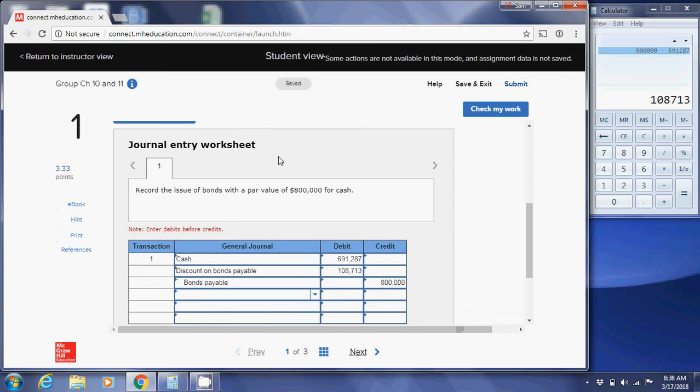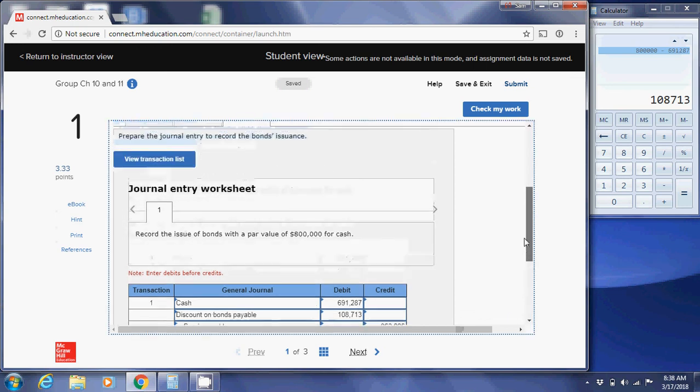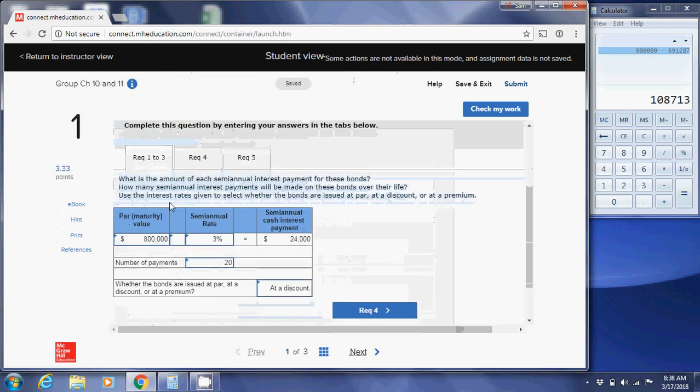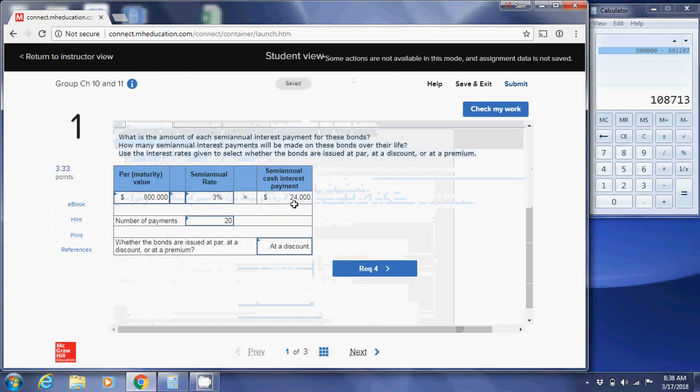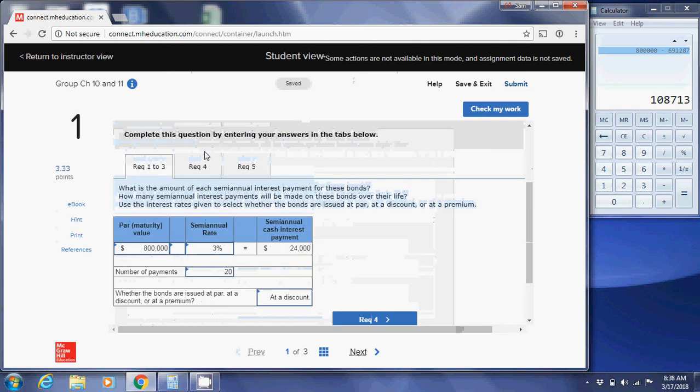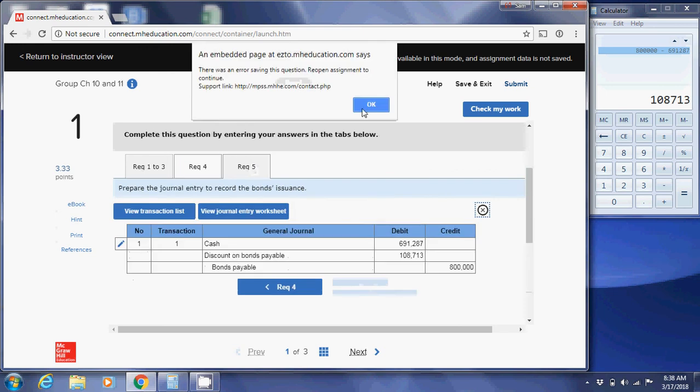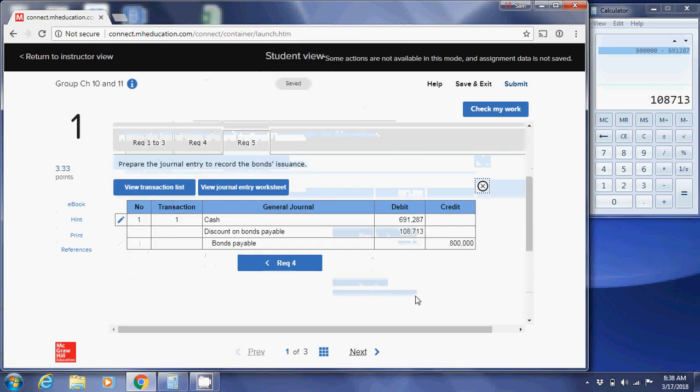Okay, so just to recap, we calculated what our semi-annual interest payment would be, what the number of payments were, and the fact that we were selling at a discount. We calculated the price that we should sell this bond for by using our present value tables, and then we recorded the issuance of the bond.